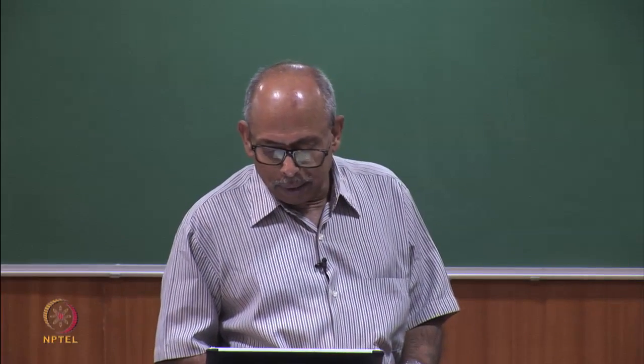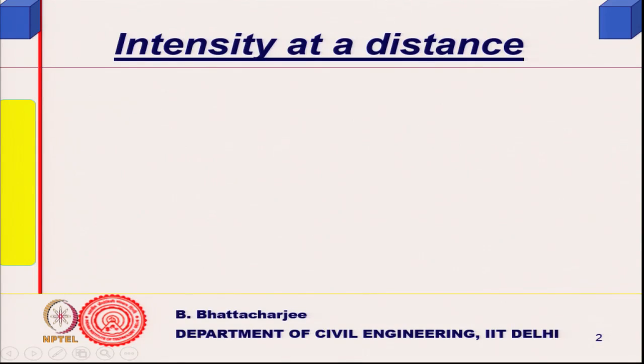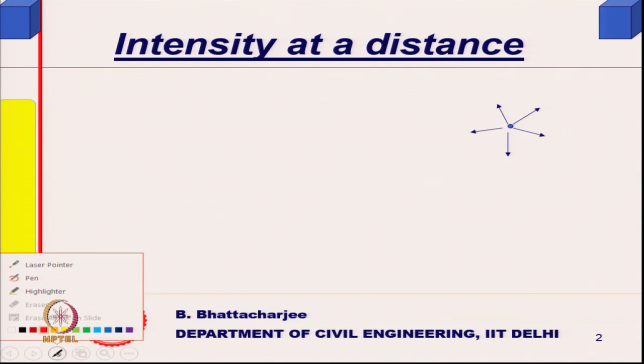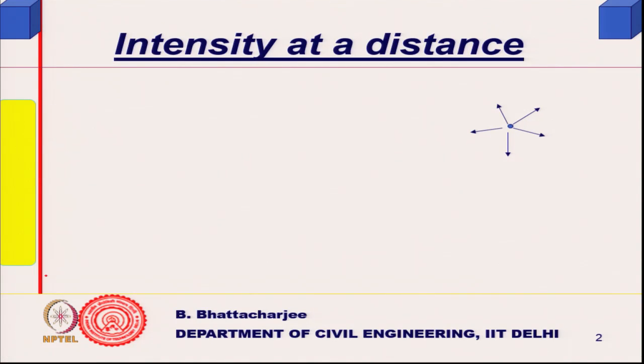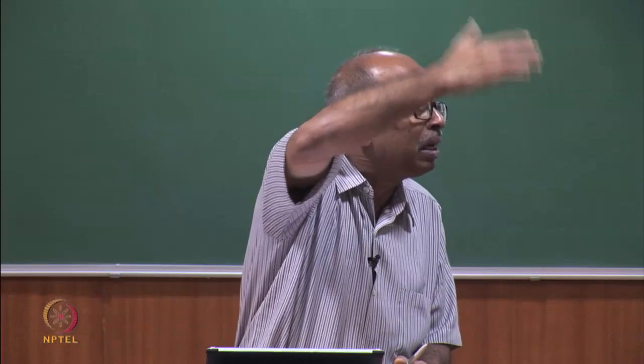Now, if you remember, it was very simple. Supposing I have a point source like this, and it is emitting sound equally in all directions. Then at a distance r, a spherical wave front will move in all directions. At sufficiently large distance, of course, it will be plane waves, as we have talked about, one dimensional. If you go sufficiently large, take a periphery of a sphere, anyway it is a plane.